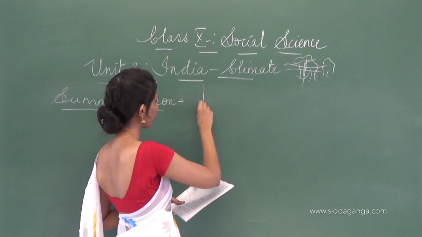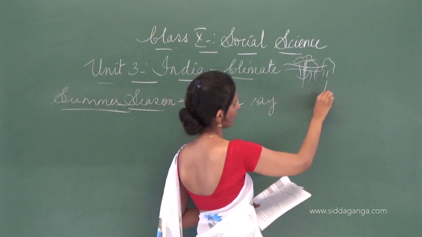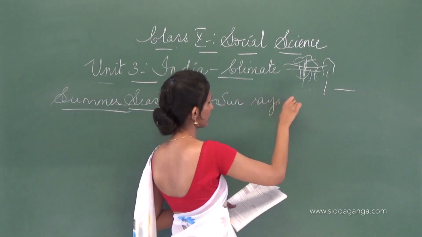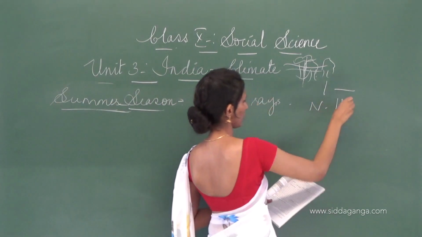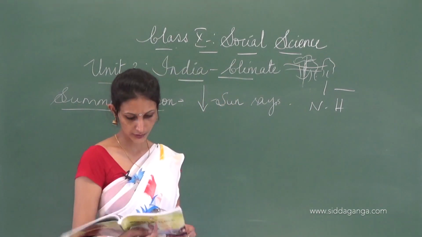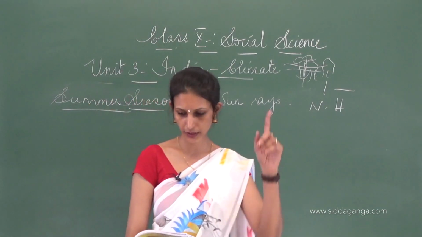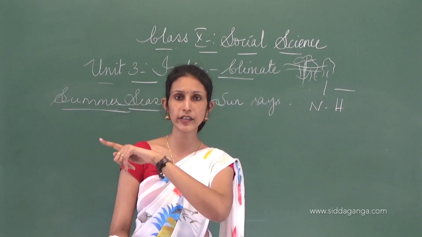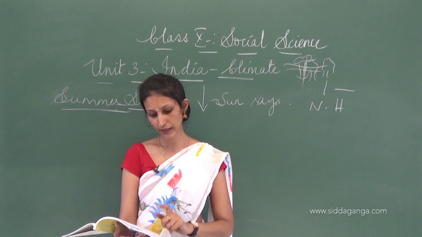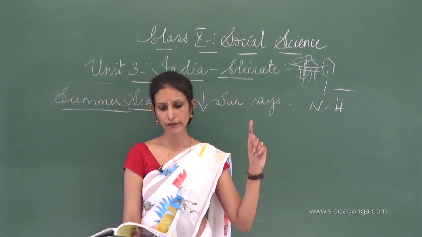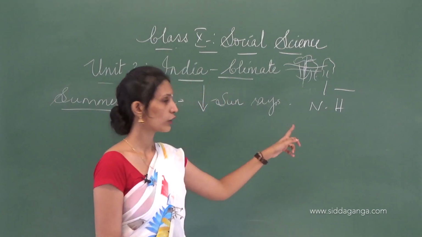Now here the sun's rays are falling vertically. So this is vertical, this is horizontal. Sun's rays fall vertically where? In the northern hemisphere. Now I'll tell you how you have to make the blocks. Make columns like this: winter, summer, rainy and retreating monsoon. On top put climate. Now in winter you learnt the sun's rays are falling vertically where? On the southern hemisphere. In the summer season it is falling on the northern hemisphere.